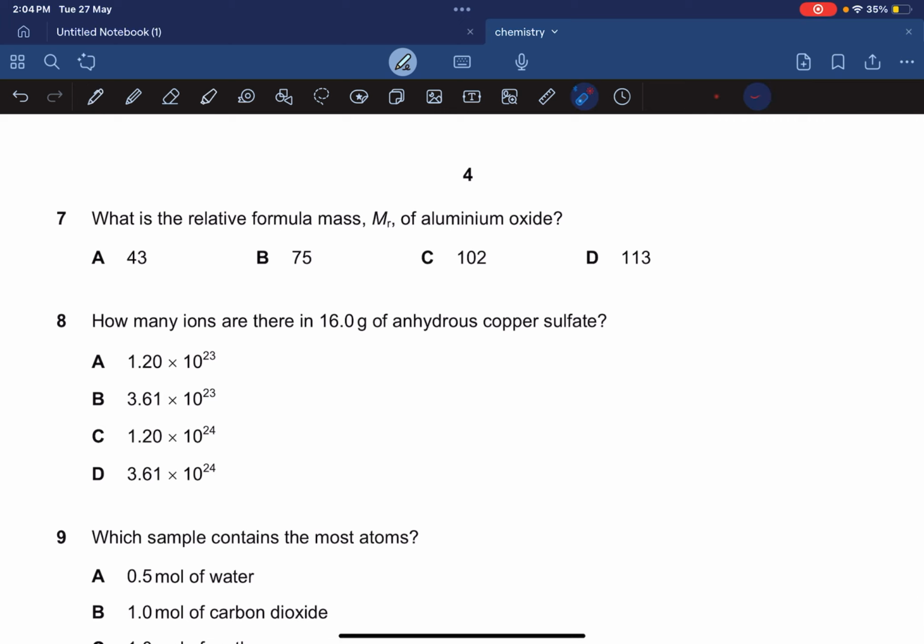Moving on. What is the relative formula mass of aluminum oxide? I guess the difficult part over here was not finding out the relative formula mass, because that's going to be easy.